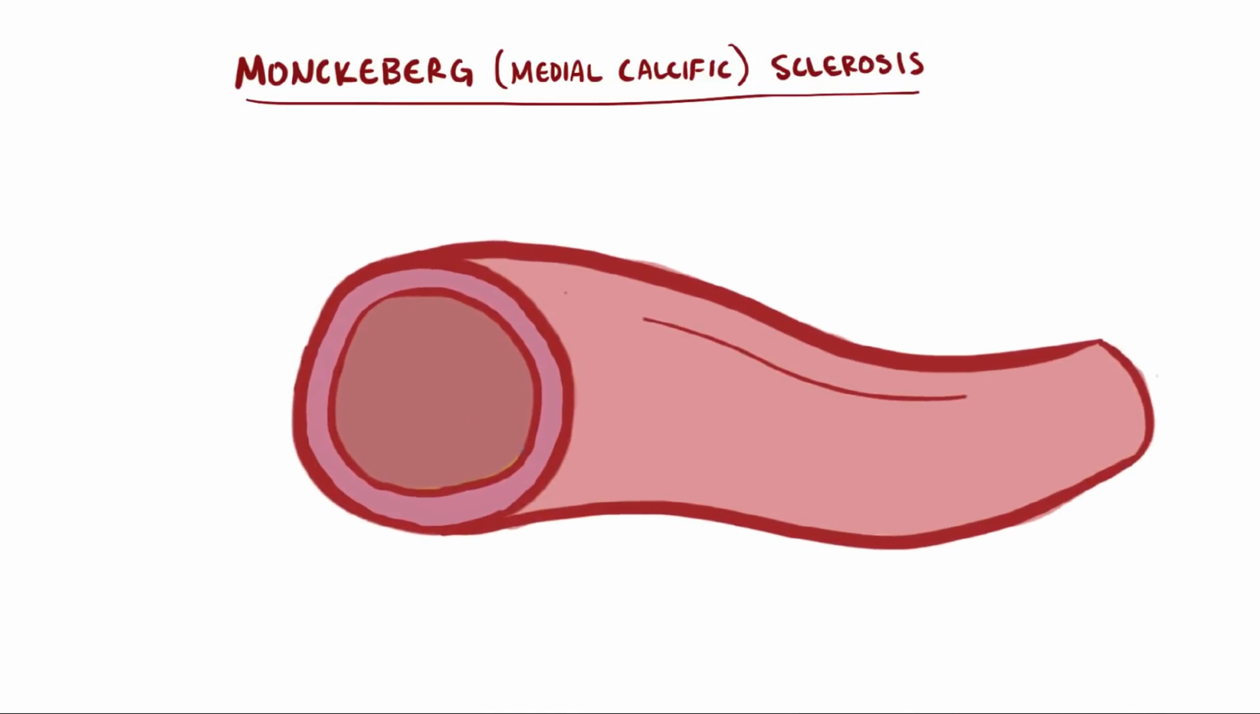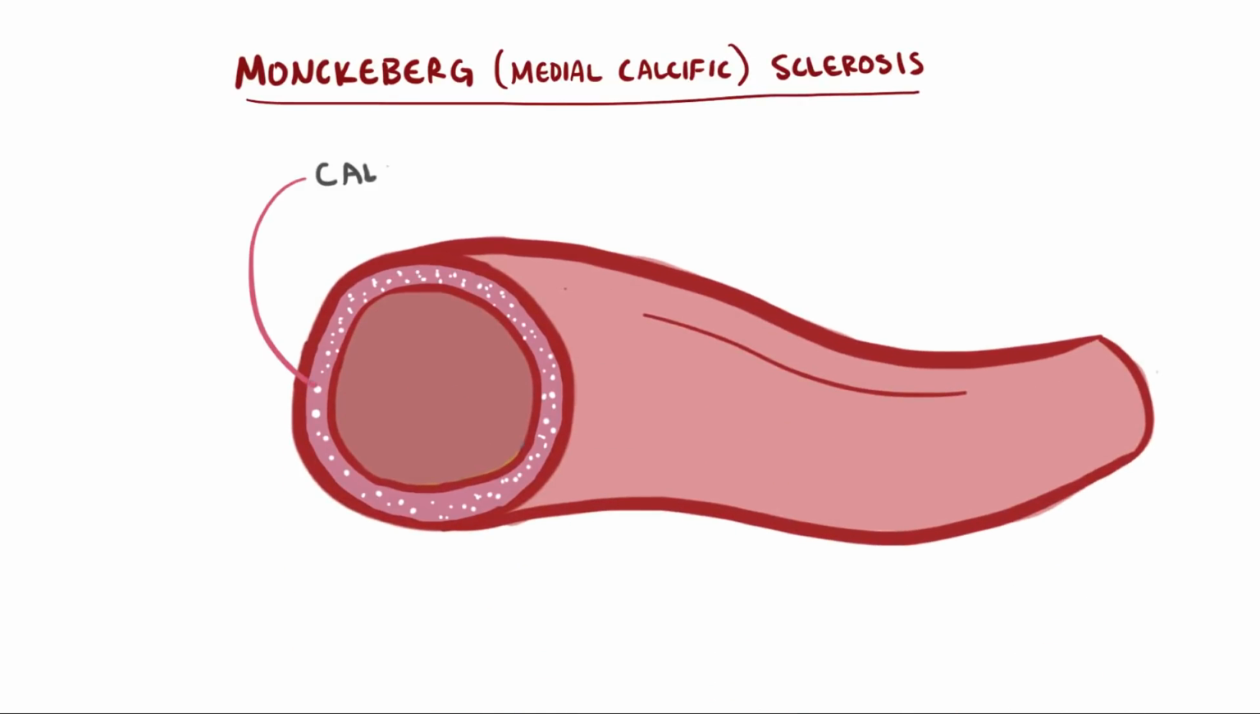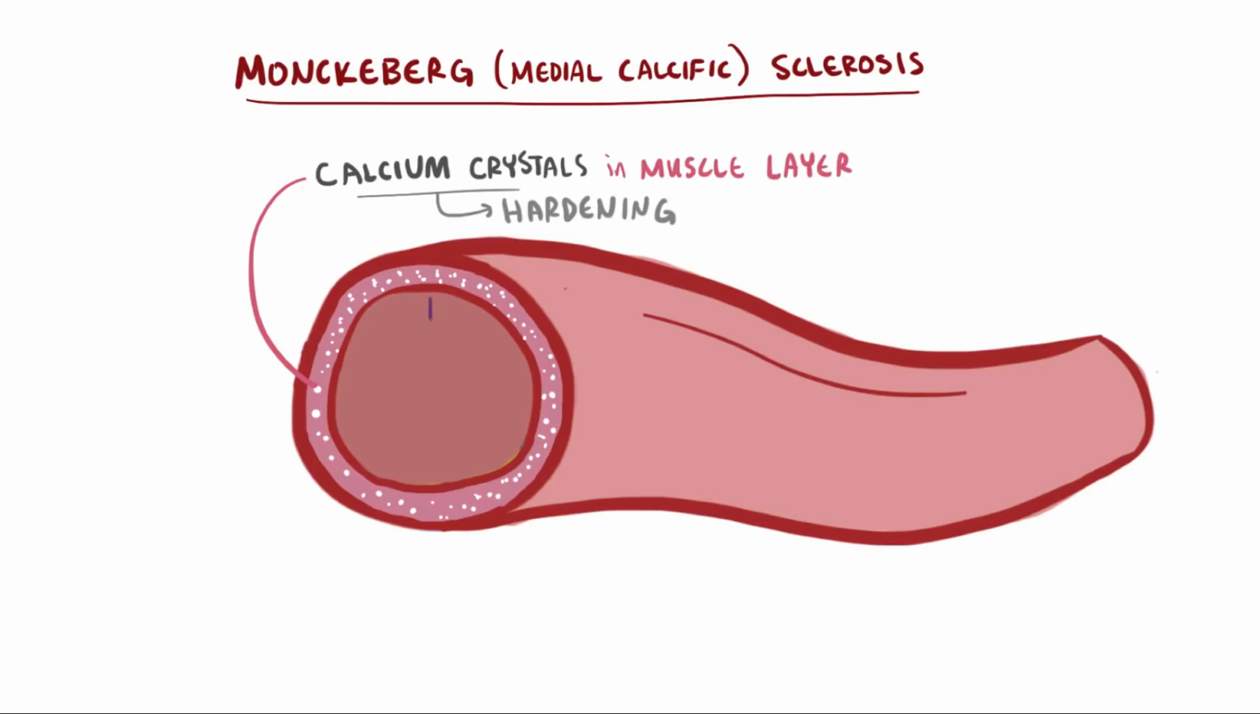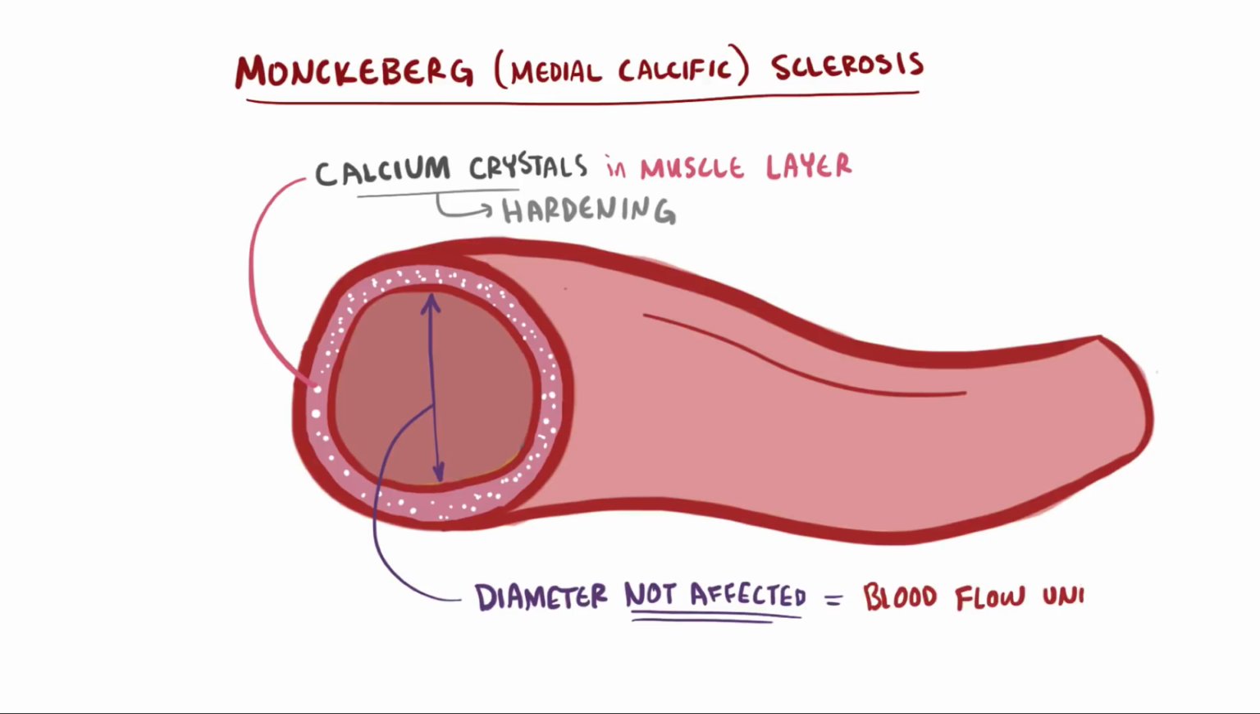Another type of arteriosclerosis is called Monckeberg sclerosis, or medial calcific sclerosis. This is caused by the formation of calcium crystals in the muscular layer of the blood vessel wall, leading to hardening of the blood vessel. But this doesn't affect the diameter of the lumen. Since blood flow isn't impaired, it doesn't really cause any signs and symptoms, so it's usually detected during a diagnostic procedure for something else, like mammograms, since mammographies are used to look for calcification as a sign of breast cancer.